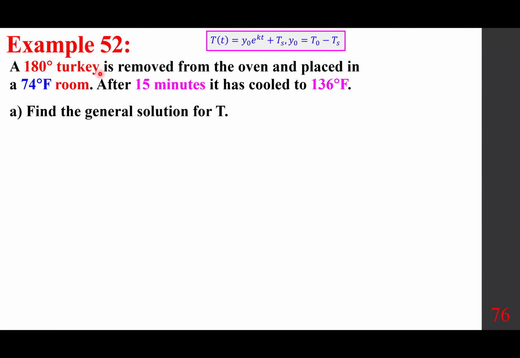A 180-degree turkey is removed from the oven and placed in a 74 degrees Fahrenheit room. After 15 minutes, it has cooled to 136 degrees Fahrenheit. Find the general solution for capital T. Whenever you come across this kind of problem, Newton's law of cooling, find capital T of t first and then move on. So to find that, first write down what is given.